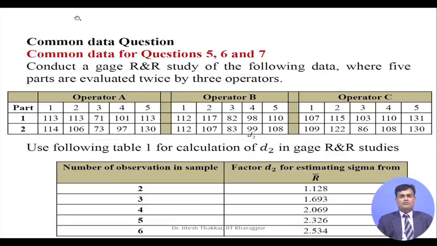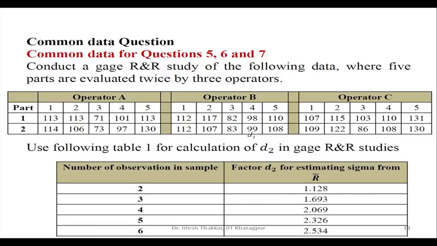Now we have a common data question, and this data is useful for the next 3 questions, question number 5, 6 and 7. Let us look at the data. Conduct a gauge R&R study of the following data where 5 parts are evaluated twice by 3 operators. So, the data tabulation is like this.